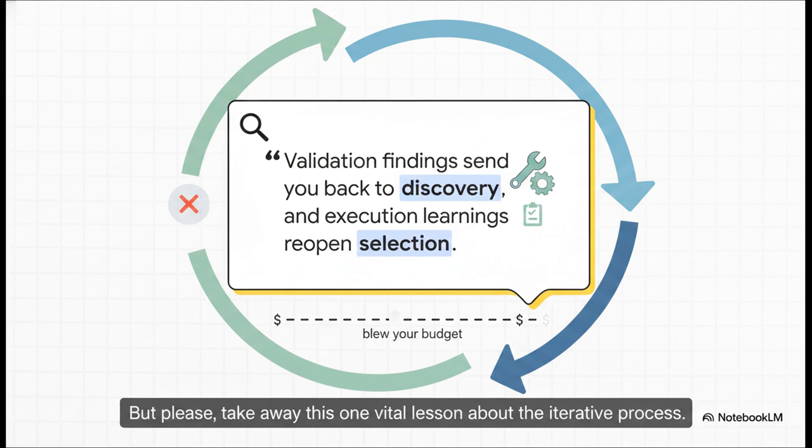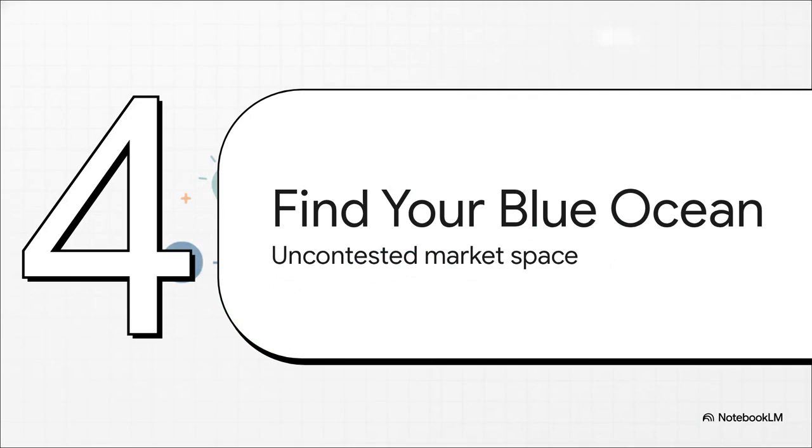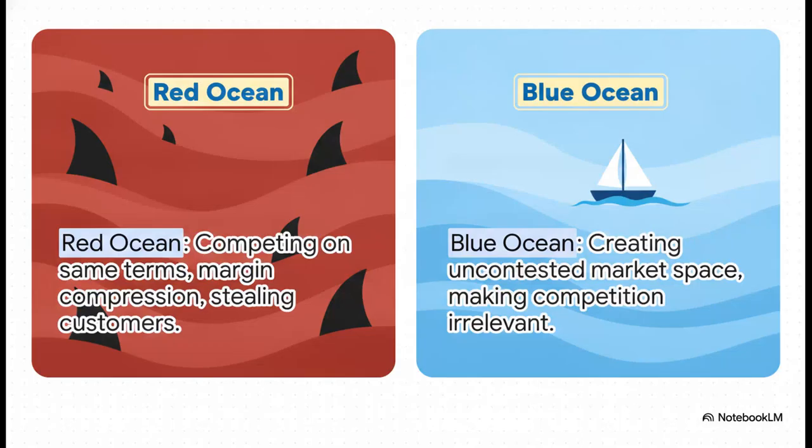Seriously, if your prototype fails in validation, that is a massive success because it sends you back to discovery before you blew your entire budget executing the completely wrong thing. All right, part 4. Find your blue ocean. Let's say your idea actually survives validation. Awesome. But how do we ensure this validated concept isn't just another Me Too product that's going to get crushed in a brutal price war?